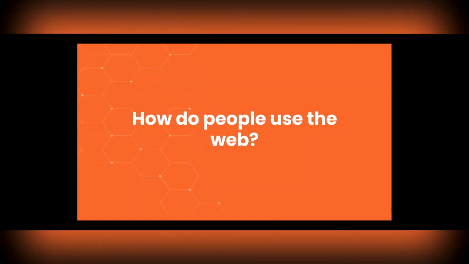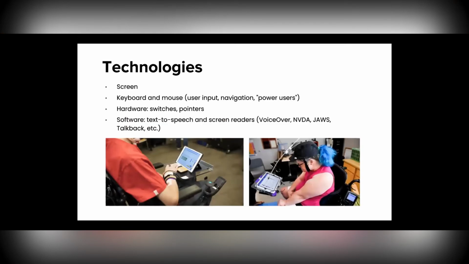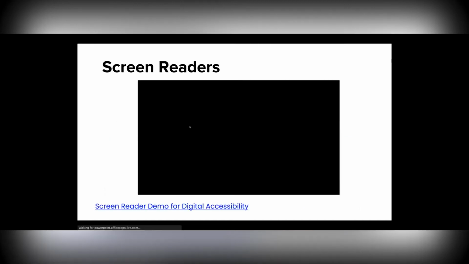Okay, so of course there are a plethora of different technologies that are used to access the web visually, of course, using a screen, keyboard and mouse, but there's also other assistive technologies that are illustrated here, such as switches and pointers. And there's also software, text-to-speech and screen readers that make it easy for people with disabilities to use the web. And I will share a short clip on a demonstration about how that technology is used.